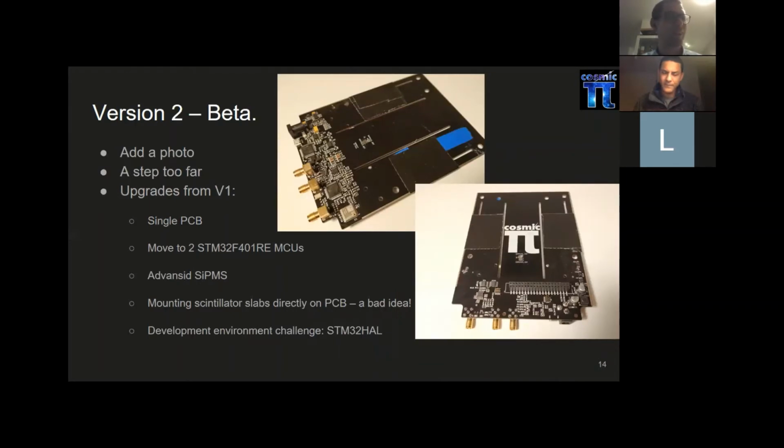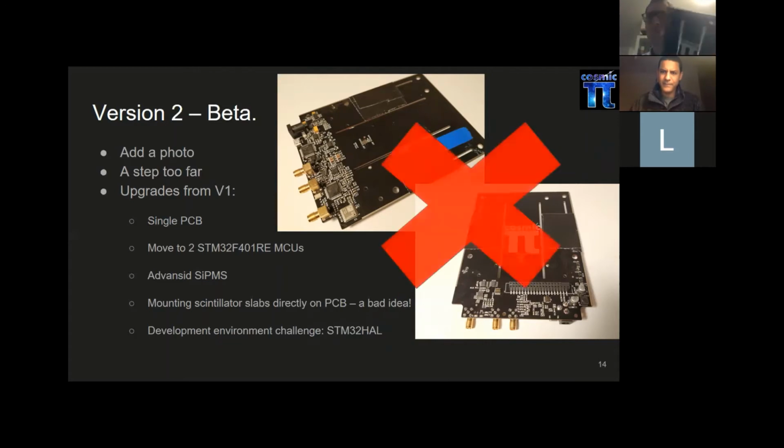So I started building version 2, with some help from the team, and this is one of the version 2 prototypes, and this one didn't work at all. So I think this was probably a step too far. We moved to having a single PCB, which is good. We had 2 microcontrollers. We stepped away from the Arduino and went to the STM32 family. One of them was designed to control the power supply, and the other would handle particle detection.